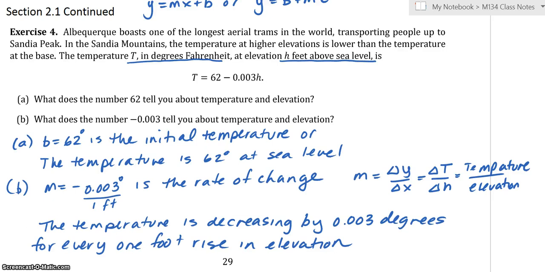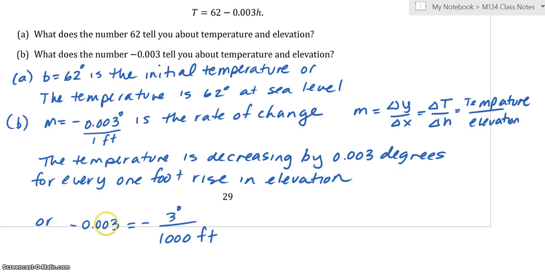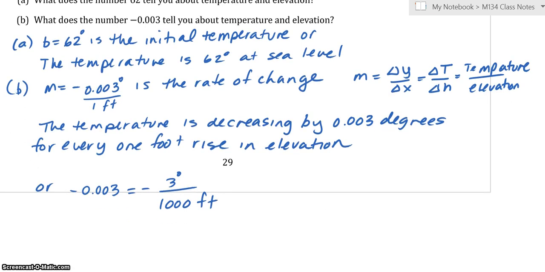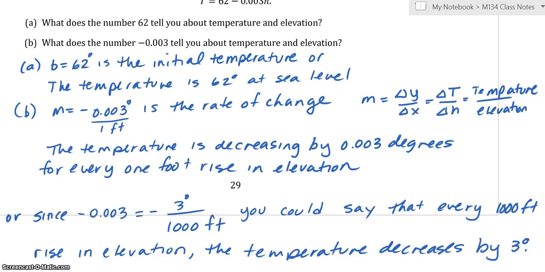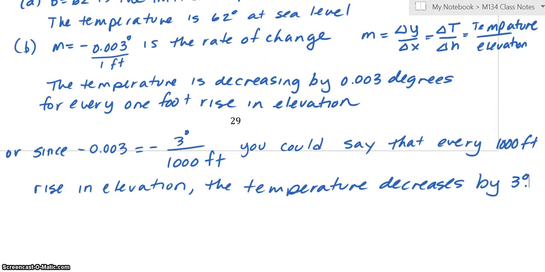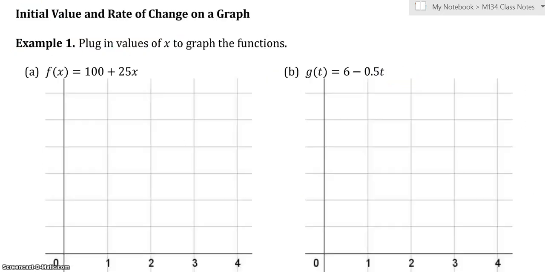Or if you wanted to be fancy, this is the tenths place, this is the hundredths, this is the thousandths, so this means negative 3 over 1,000. So that means every 1,000 feet rise in elevation, the temperature decreases by 3 degrees. So that's how you would do exercise 4. So let's continue on the next page.